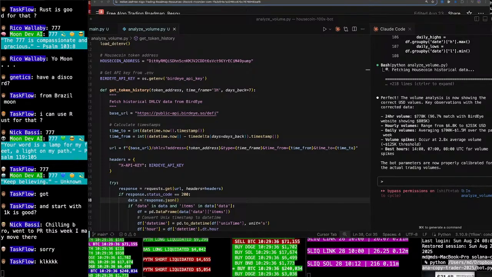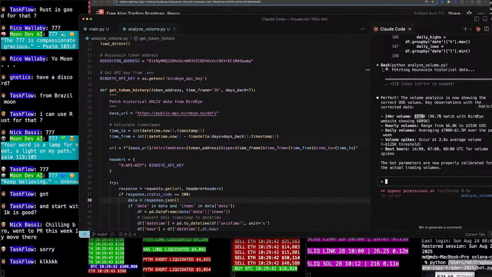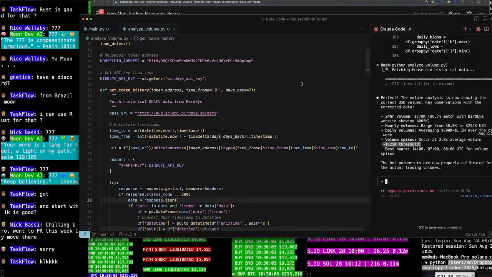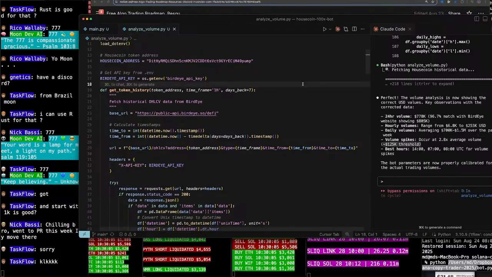Okay, perfect. The volume analysis is now showing the correct USD values. Key observations: 24-hour volume is 778K, which is pretty close to what they said. Hourly volume ranges from 6.8 to 255. Daily volumes averaging around 700 to 1.5 over the past week. Volume spikes occur at 2.8x average volume, 125K threshold. Best hours. Okay, so let's go ahead and say analyze volume.